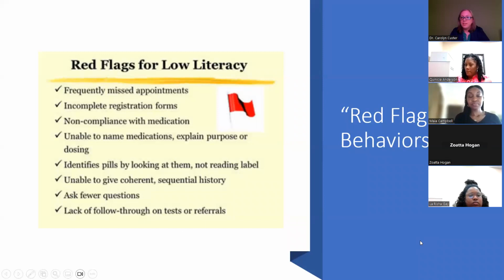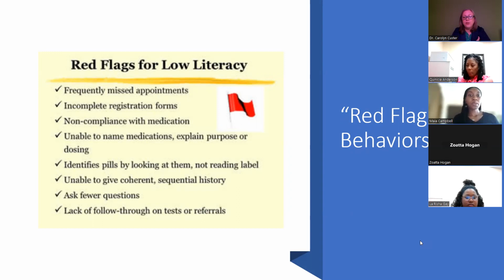Perhaps frequently missing appointments, incomplete or non-compliance with care generally. Incomplete registration forms may be a clue that there's an issue with writing. Medication, maybe not knowing about the medications, unable to give a coherent history, lack of follow through. And the biggest one here really is asking fewer questions.